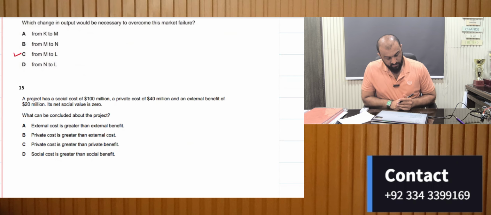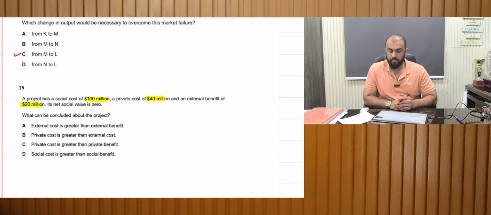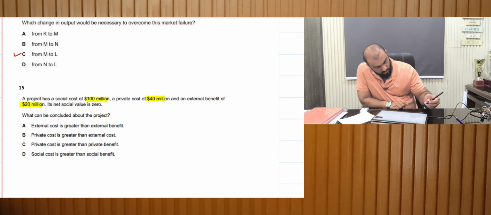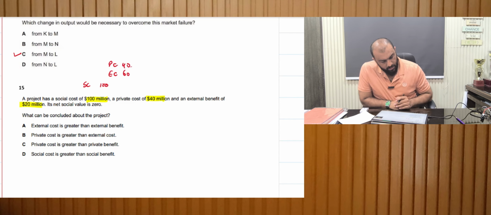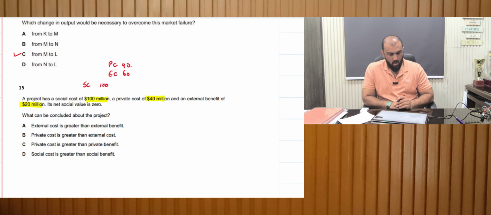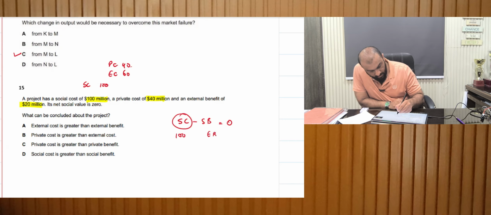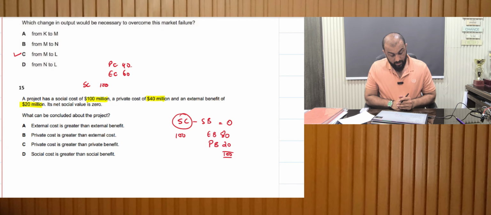A project has a social cost of 100 million, private cost of 40 million, external benefit of 20 million, and net social value is 0. All right. So the social cost is 100, which means that the external cost is 60 because the private cost is 40, right? An external benefit of 20. Net social value is 0. Okay, net social value means social benefit minus social cost is equal to 0. So if the social cost is 100, external benefits are 80, what will be my private benefits? 20. 100 minus 100 will give me 80. All right, let's look at the options.